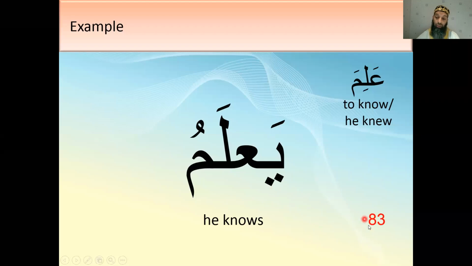Remember these two words. Look, 83 times, just that particular combination. Ya'lamu. Not ya'lamuna, not ya'lamani, just ya'lamu 83 times. So again, ta'lamu, you know. Ya'lamu, he knows.